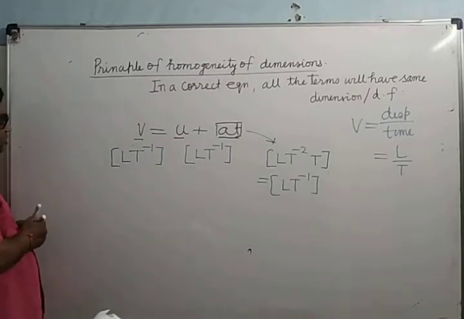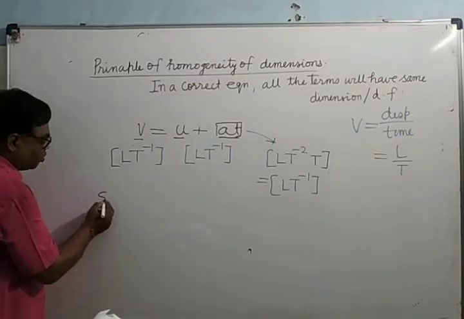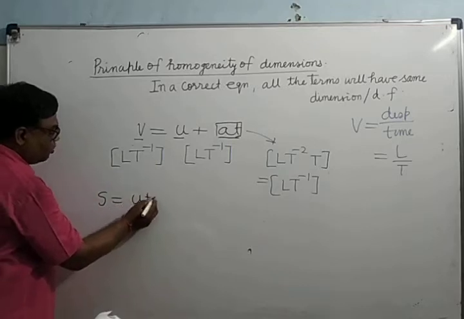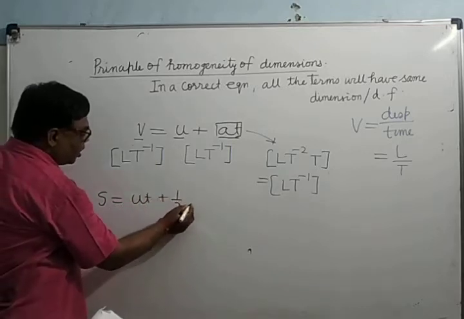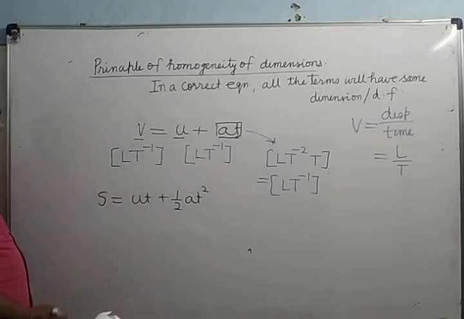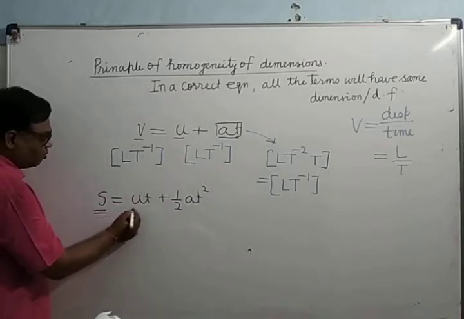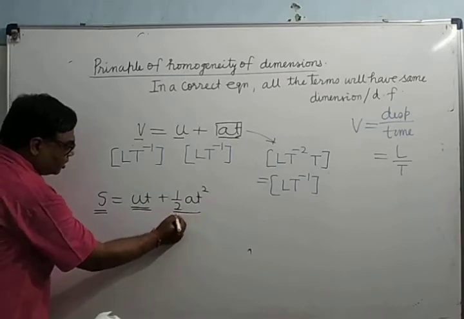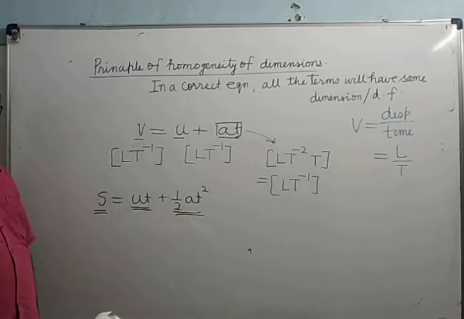You can see one more: s equals ut plus half at square. This is also a correct equation. Which means how many terms are there? One term is this, other is this, third is this. All will have the same dimension.